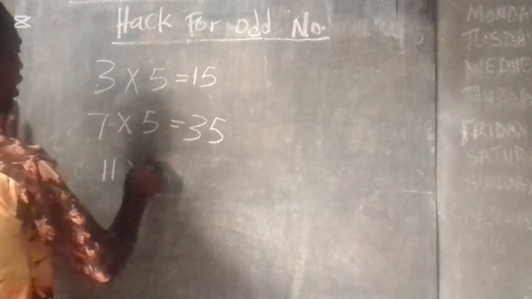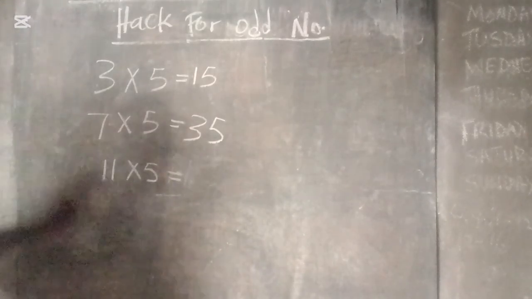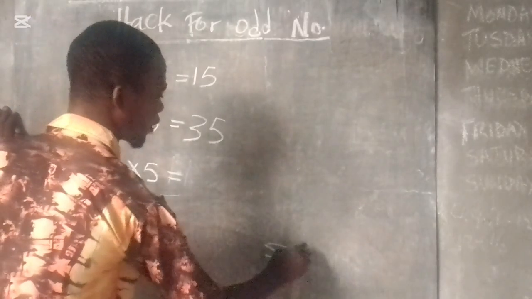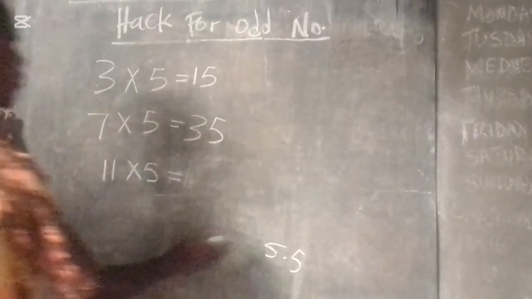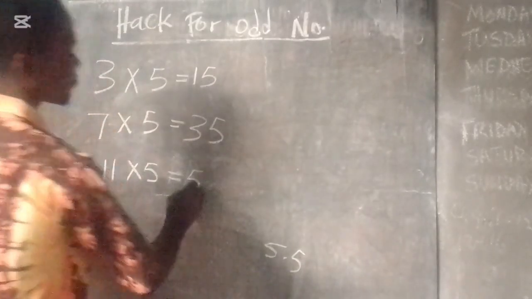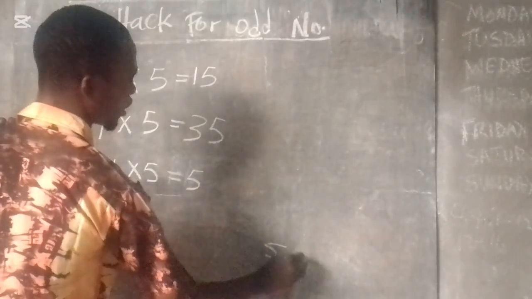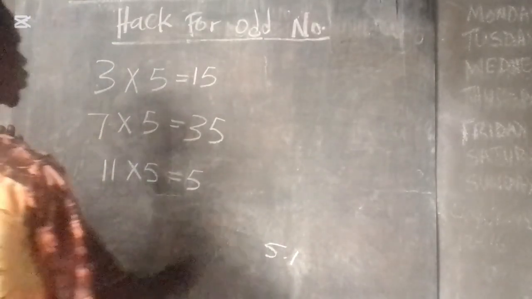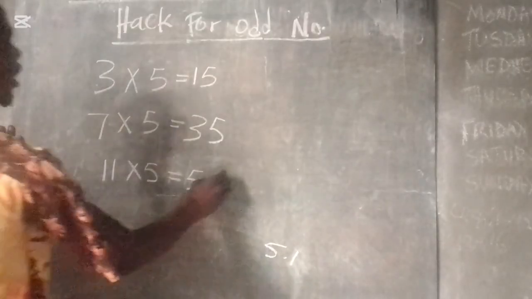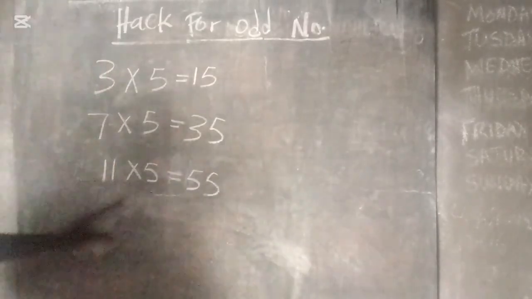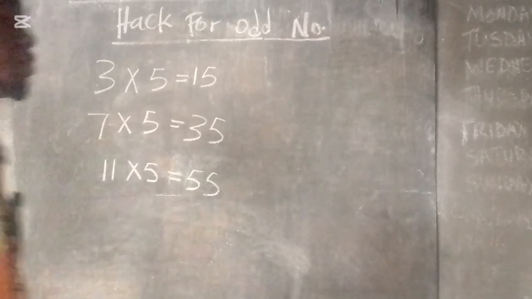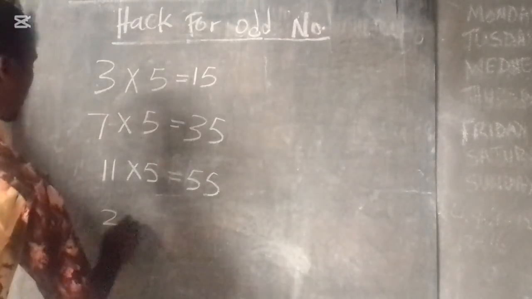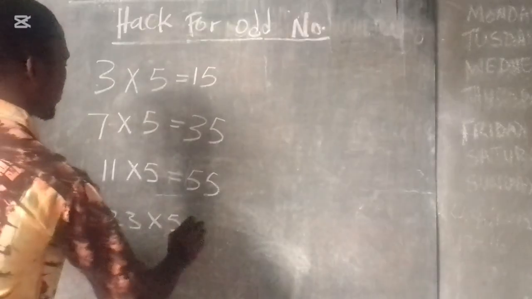11 times 5. Half of 11 is 5.1. Sorry, not 5.5, 5.1. That's half of 11. Write down my whole number, 5, and put 5 after it. That is it. 11 times 5 is what? 55.